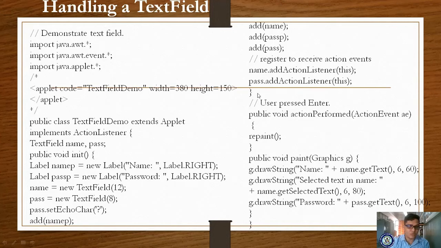Please observe this sequence. Next, add pass p. What is add pass p? The label. In front of the label we have to get one text field, right? That is why you are adding pass. So what is pass? Your text field object.